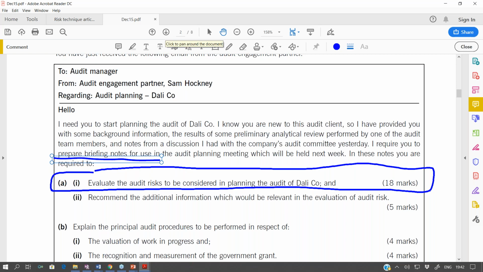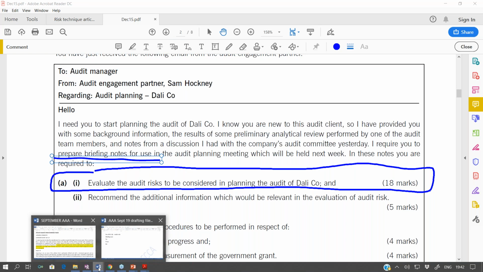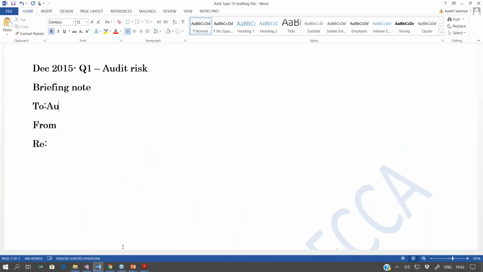So the To will become the audit engagement partner, Sam Hockney. So you will change that context. It's now going back to the audit engagement partner, and I'll write the name of the audit engagement partner, Sam Hockney. And it's from the manager, from the audit manager. No name given, just audit manager, right?